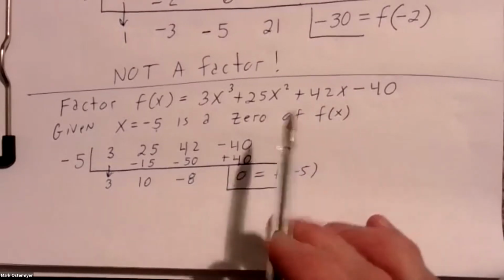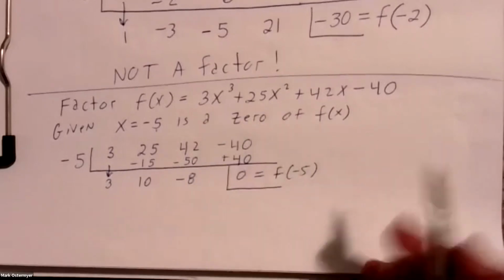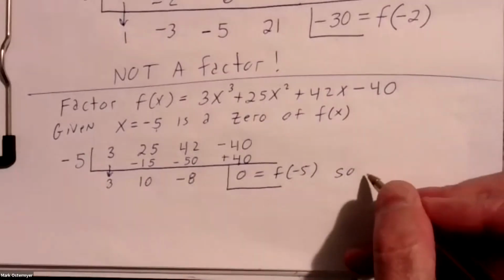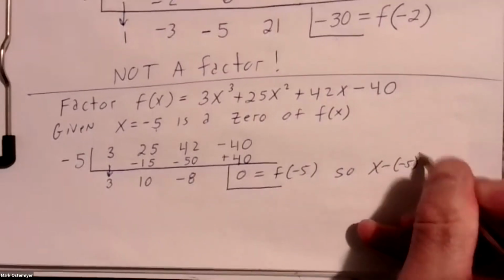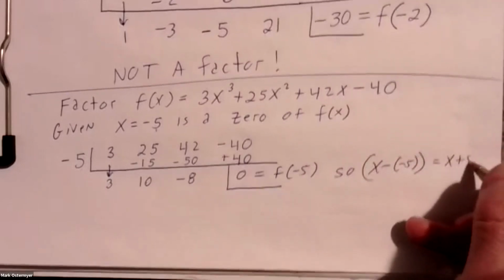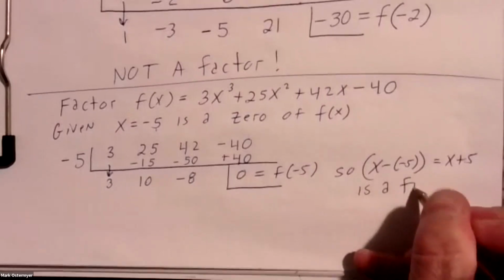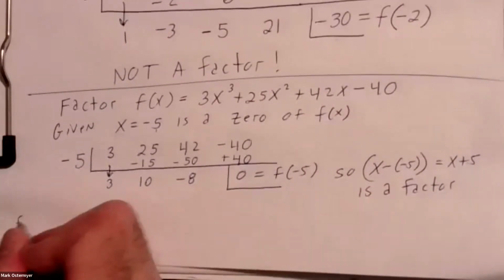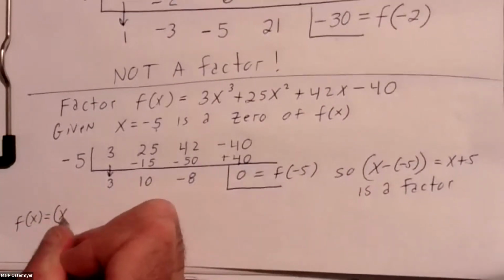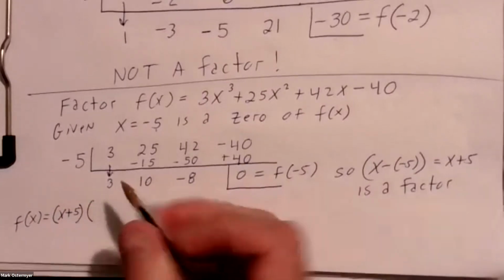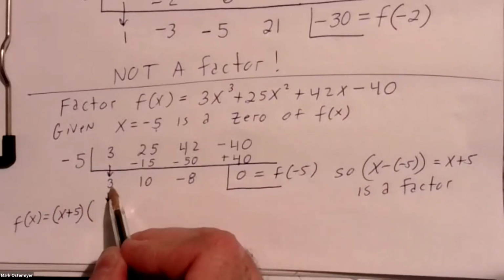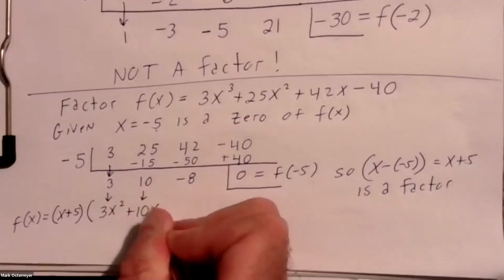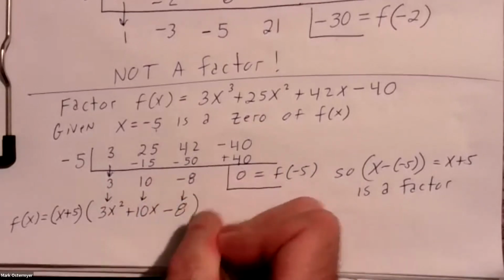All right, well, ladies and gentlemen, what did I accomplish? I took a third degree polynomial and divided out, well, what did I divide out? If -5 is a 0, then x minus a -5, which is really to say x plus 5, is a what? It has to be a factor. You agree, by the factor theorem. So what I accomplished here is I factored out x plus 5. And what did I leave behind? I left behind 3x squared plus 10x minus 8. That's what I left behind.